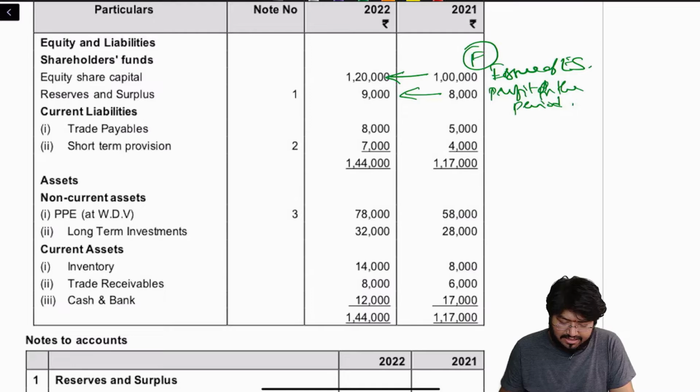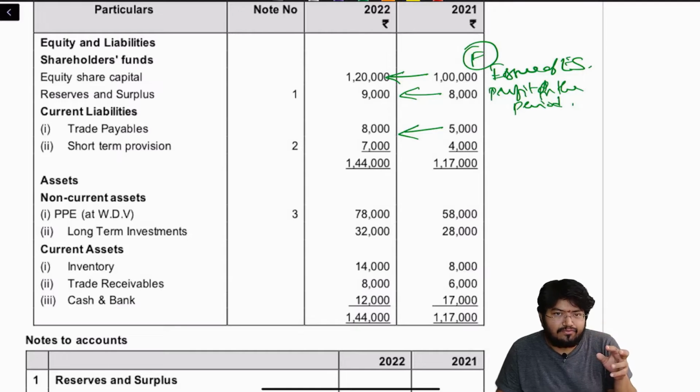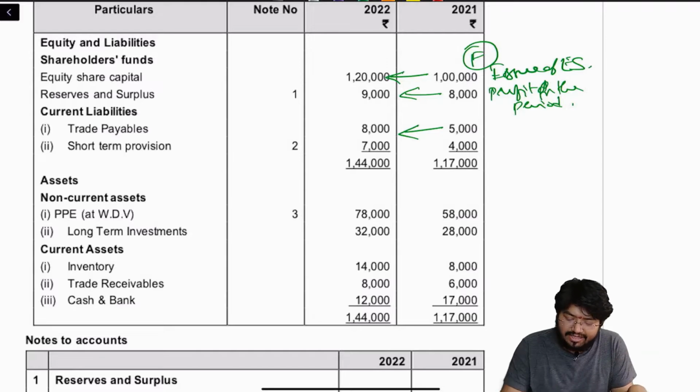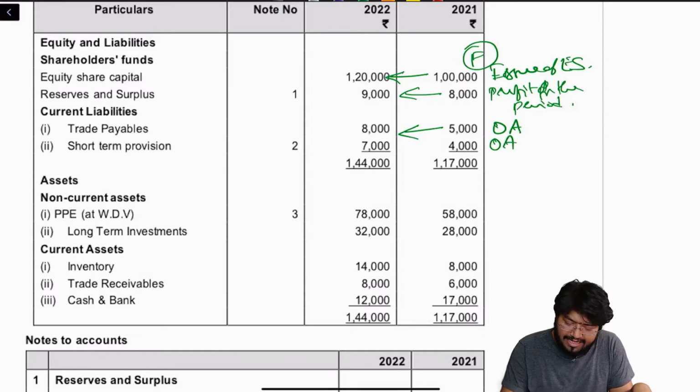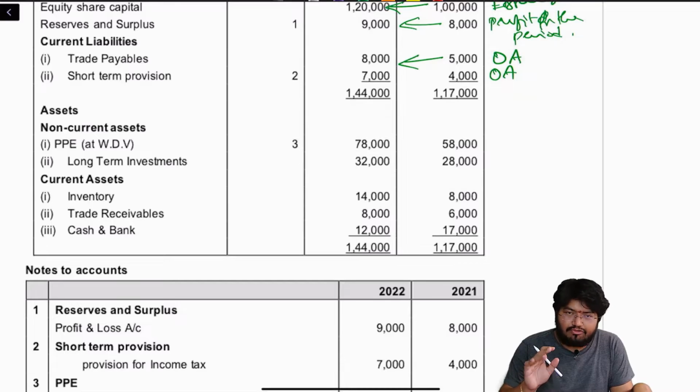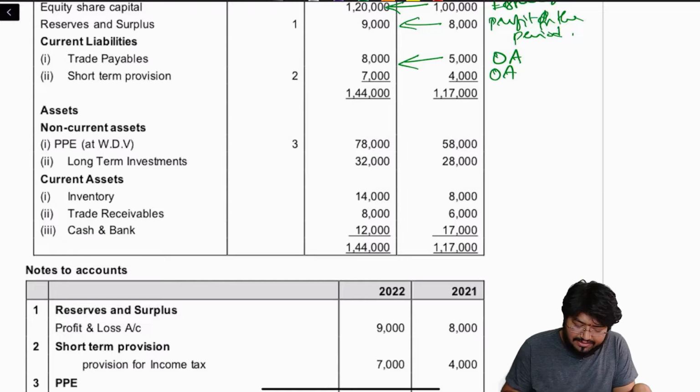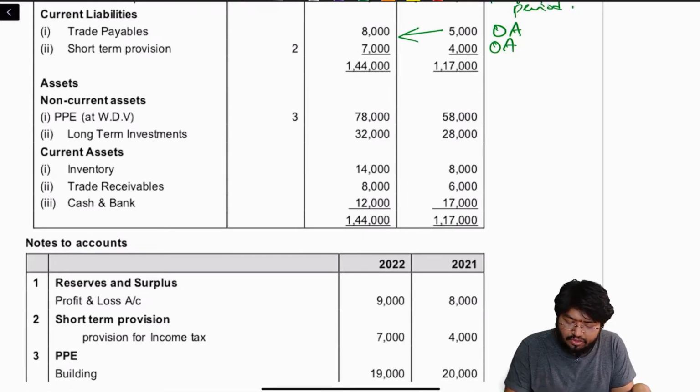Profit for the period. Next, trade payables, from 5,000 it has become 8,000. What does this mean? Where would this give you an impact? Operating activities, financing activities, investing activities. Operating activities. Excellent. Working capital. Next, short-term provisions, from 4,000 it has become 7,000. This also operating activities. Okay. Now, as you read the question, you should be able to identify everything like this. That's my request here. Okay. Next, property, plant and equipment, from 58,000 it has become 78,000. What could have happened actually? It would be investing activity predominantly.